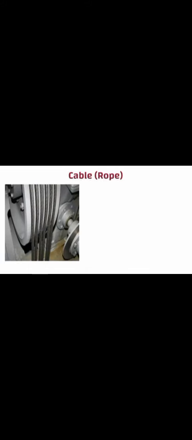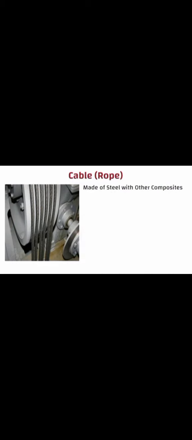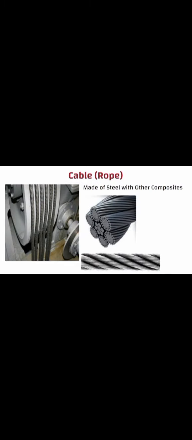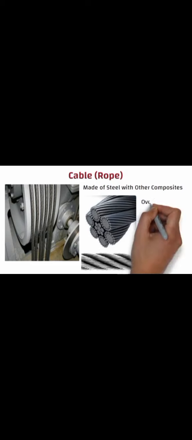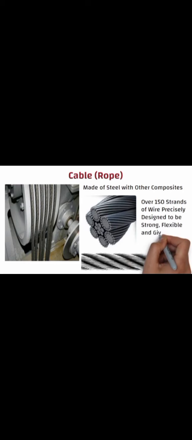It is usually attached to the bottom of the car and it is also known as governor rope. Cable or rope. Elevator ropes are highly engineered and made of steel with other composites. Also, they are not single wires but several strands of various sizes wrapped together. A typical cable or rope can have over 150 strands of wire precisely designed to be strong, flexible and give long life.